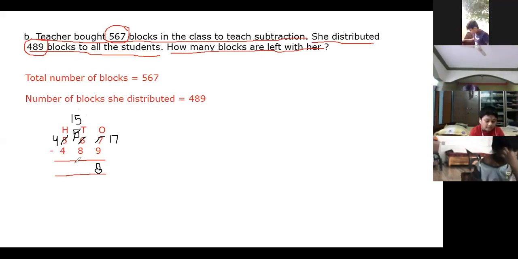Yes, Shreyan. Yes, tell me. Children, 15 minus 8 is 7 and 4 minus 4 is 0. So answer is 078.